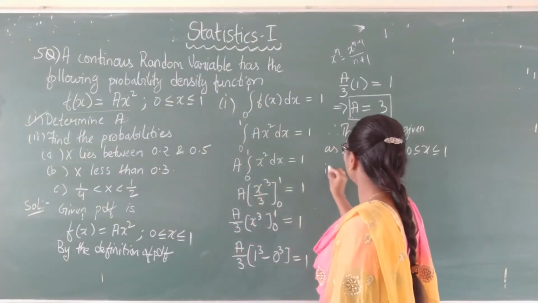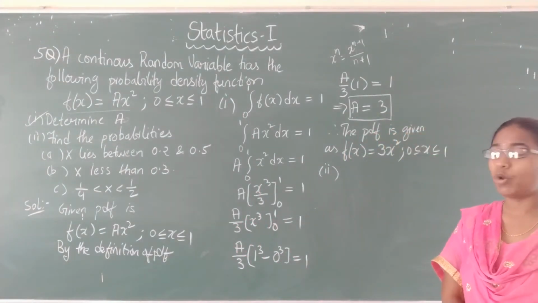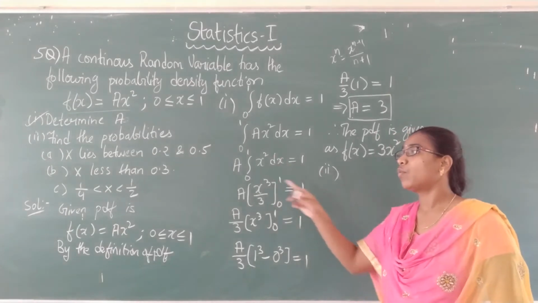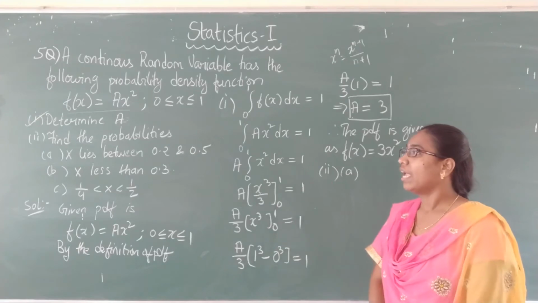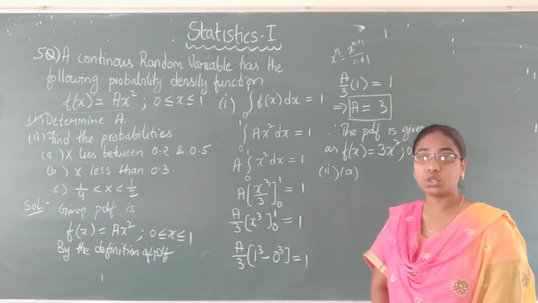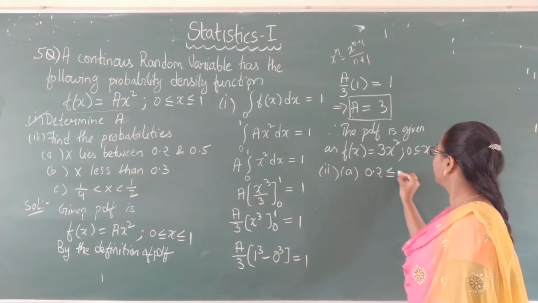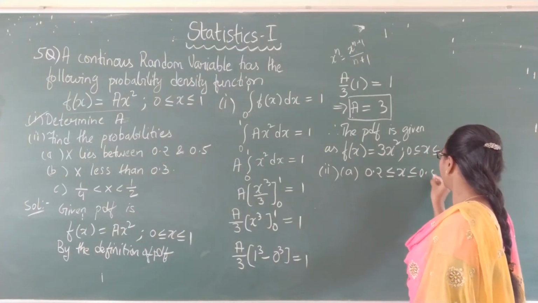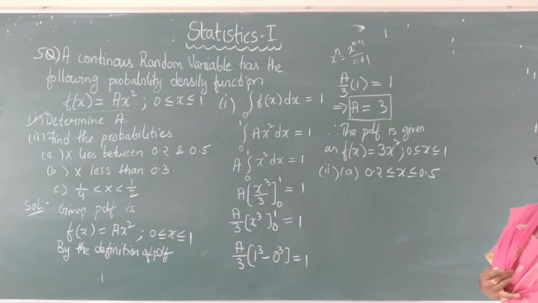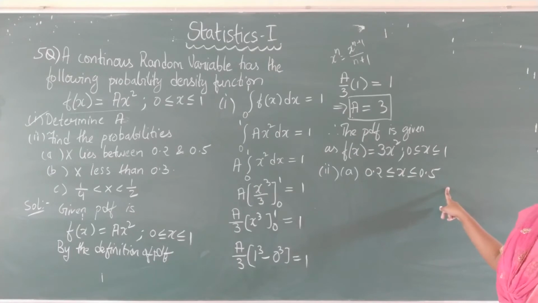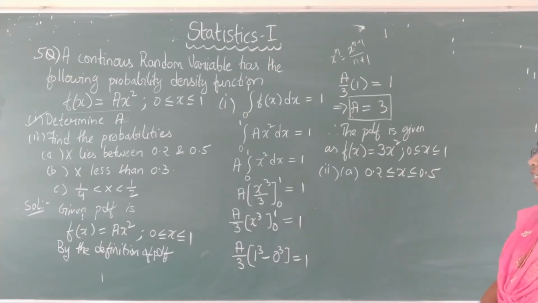Now coming to the second bit. What is the second bit? We have to find the different probabilities. So in the second bit we have 3 more bits. So what is the first bit? X lies between 0.2 and 0.5. So there we have written in words, and here I have written in the equation type that x lies between 0.2 and 0.5.